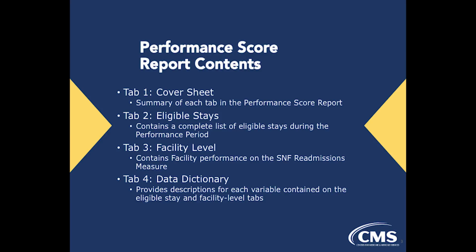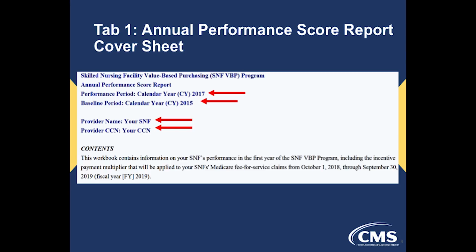Now let's begin with Tab 1 of the Annual Performance Score Report. Tab 1 of the report is a cover sheet that provides a summary of the information contained on Tabs 2, 3, and 4 of the report. At the top of the cover sheet, the performance period and baseline periods that the report includes are displayed, as well as the SNF's name and CMS certification number, known as CCN. We will discuss the remainder of the information on the cover sheet throughout this training.